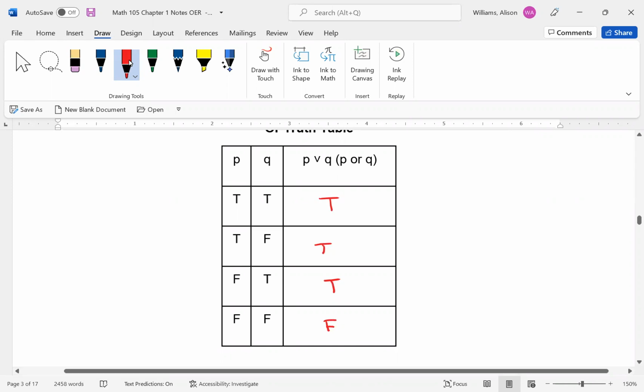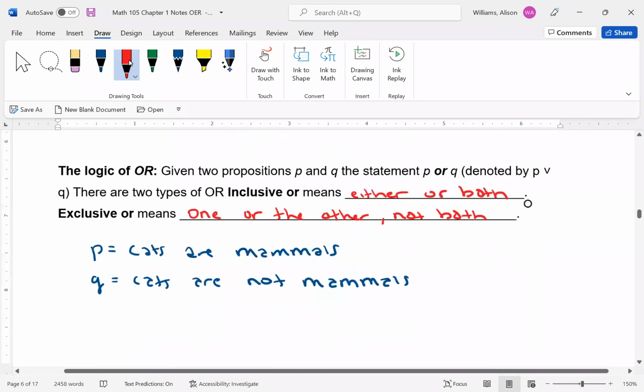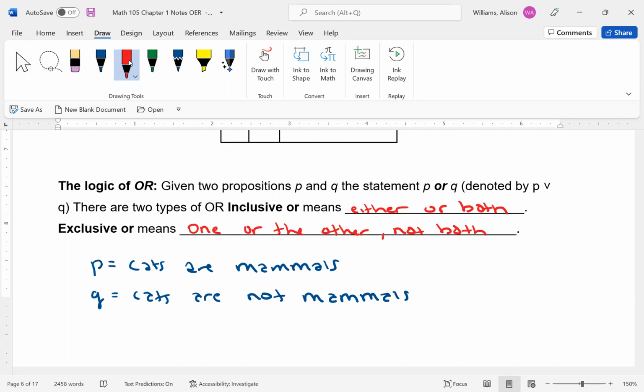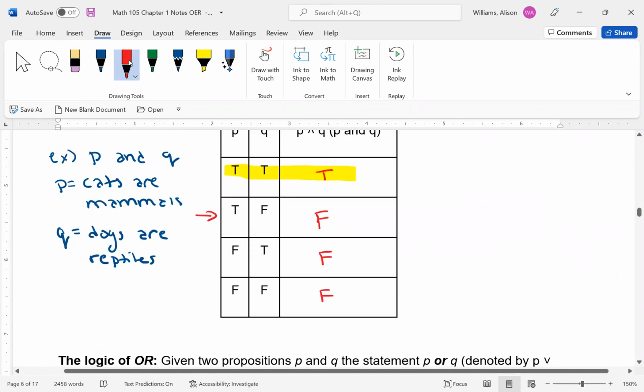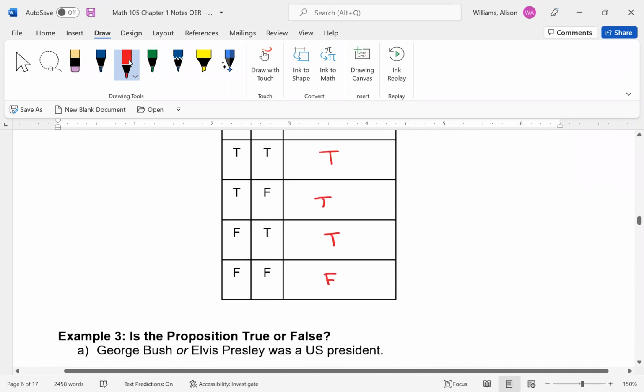So when I say cats are mammals or cats are not mammals, that's a true sentence. I've made a true statement because I've allowed for the option that has truth. Even if I use this one, cats are mammals or dogs are reptiles, that's a true proposition as well, because I've allowed for one of them to be true. But the minute they're both false, that's where we have a problem.